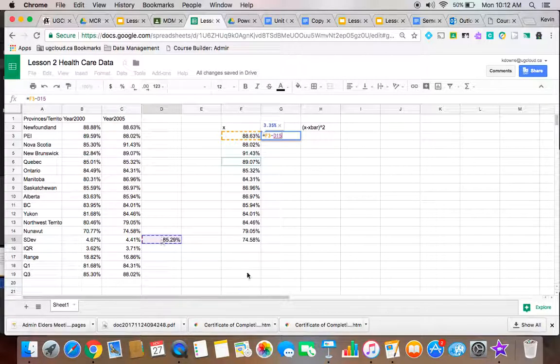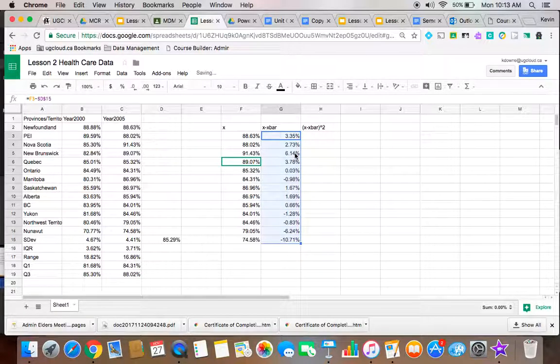I just want to reference that cell, and to make sure it doesn't change, I'm going to put dollar signs around the D and the 15. You could just type in the percentage, but I want to make sure that it doesn't change. Each point is going to be this far away from the average, above and below. The negatives actually don't matter because we're going to square everything anyway.